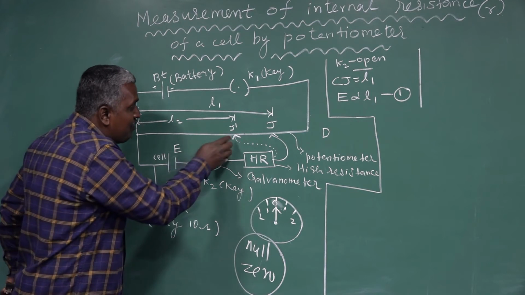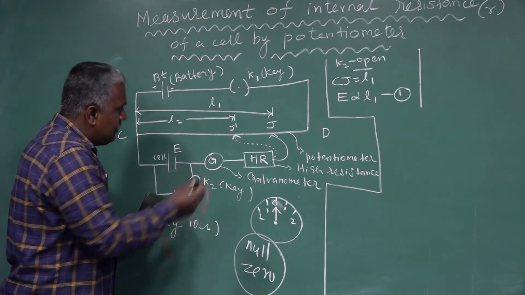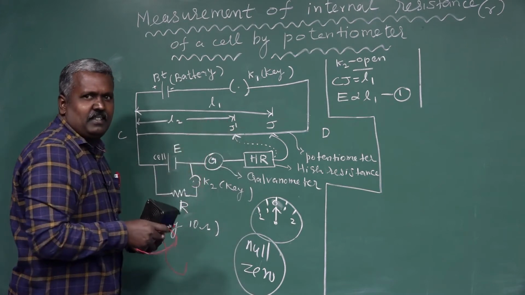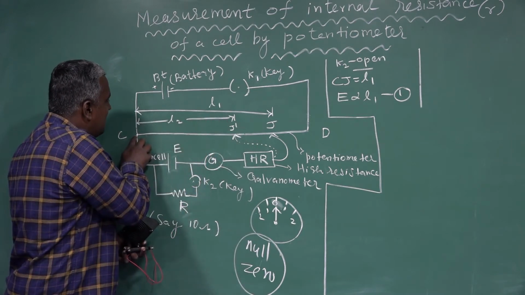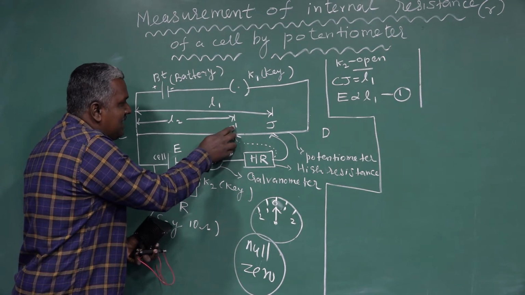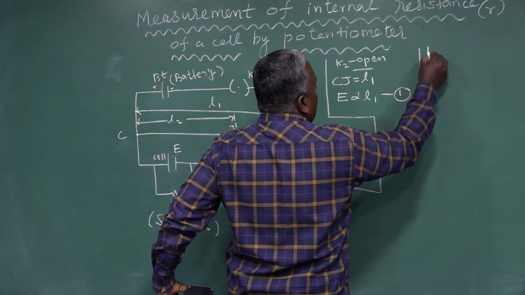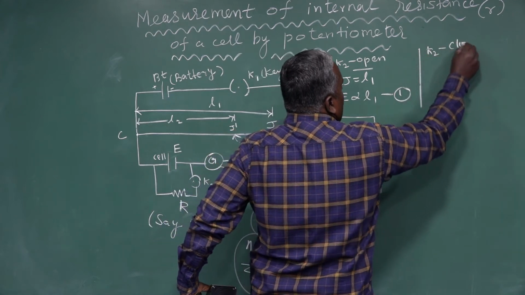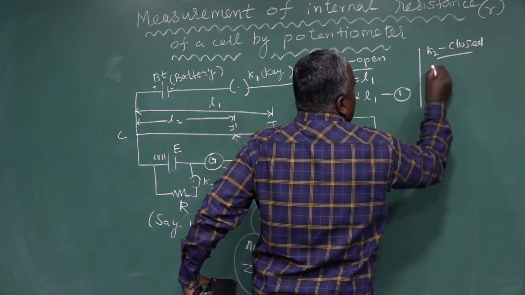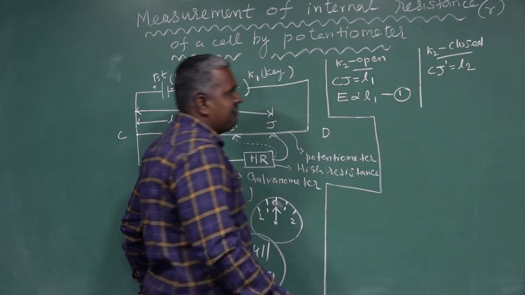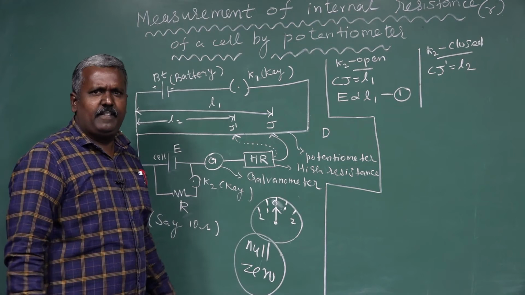Therefore, now the balancing point J dash is obtained. And also balancing length CJ dash is measured, that is equal to L2. Clear? In closed circuit, CJ dash is equal to L2. Keep it in mind. Okay?